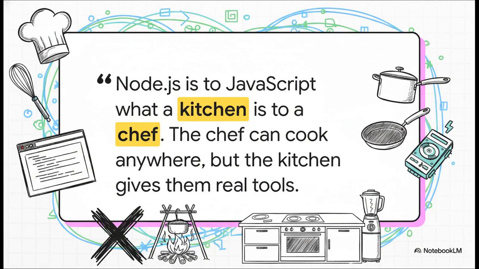And I love this analogy because it illustrates its role so perfectly. See, Node isn't the meal itself. It's the professional-grade kitchen. It gives us the space and all the high-powered equipment we need to stop cooking over a campfire and start building a real application.